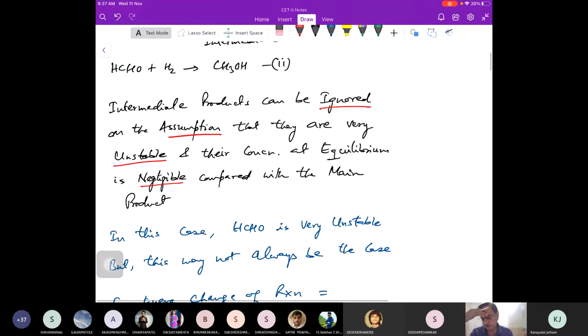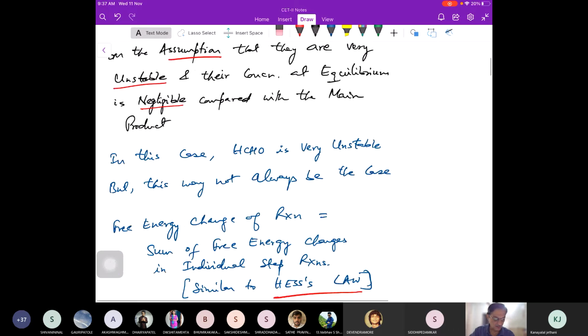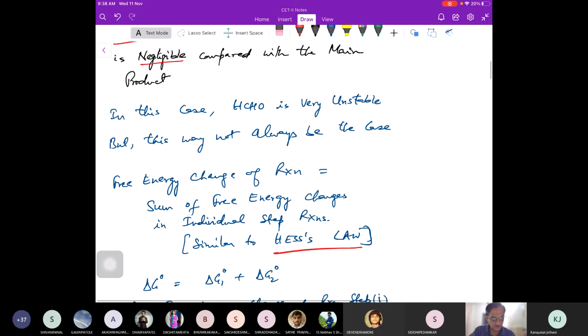You must have studied this in chemistry, right? Have you seen that mechanism of formation of compounds and which intermediate is formed, but it is very unstable? You'll see that in CRE. But let us assume that the concentration is very negligible, because as soon as the intermediate forms, it proceeds to the second reaction and is immediately consumed. So in this case, HCHO or formaldehyde is very unstable, but sometimes it is stable, sometimes it's not stable.